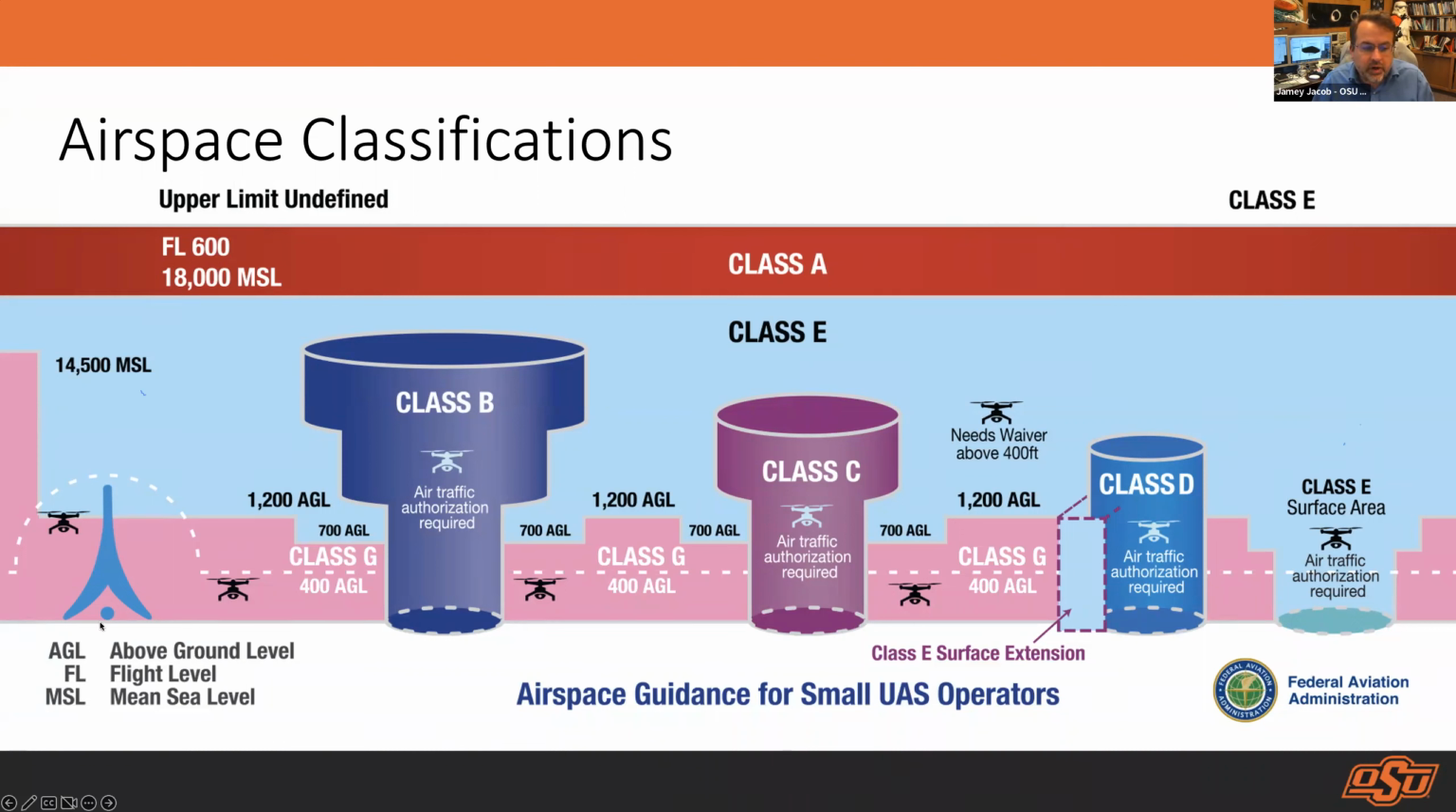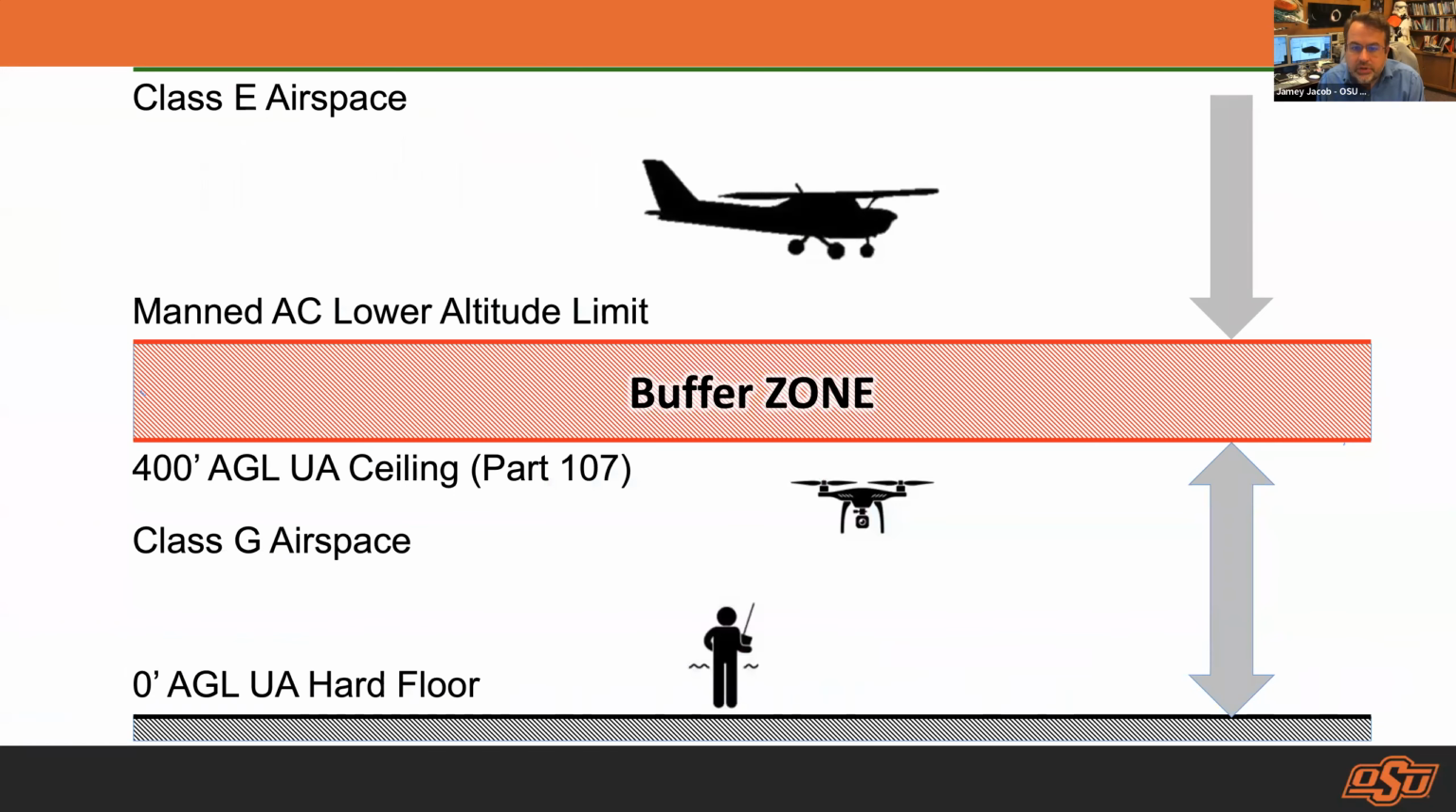You will notice a couple definitions. We have mean sea level, which defines Class A. All these other altitudes are above ground level, so they're referencing the local ground level. So for example, here we're around 900 feet, so that means we can fly up to about 1,300 feet MSL. We're always going to observe that kind of local AGL measurement.